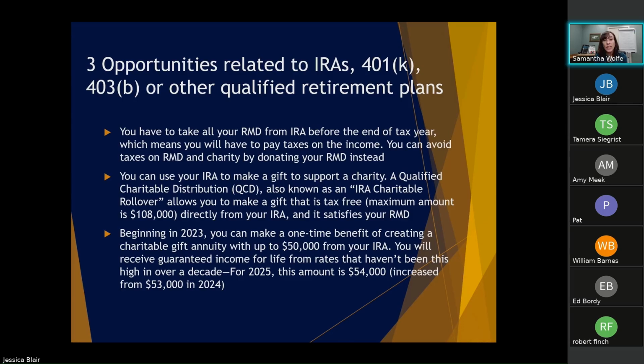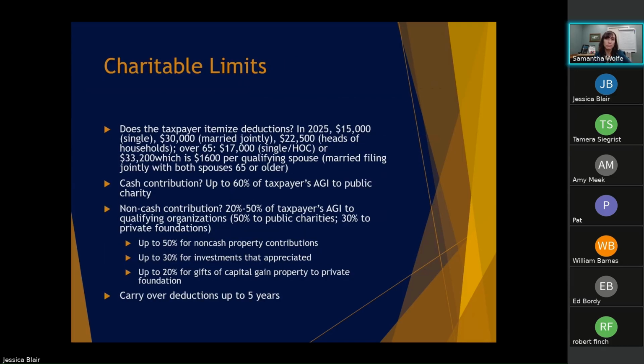You also can give a one-time charitable gift annuity up to $50,000 from your IRA, and that will then allow you to receive guaranteed income for life. For 2025, this amount, because it is adjusted for inflation, is $54,000.